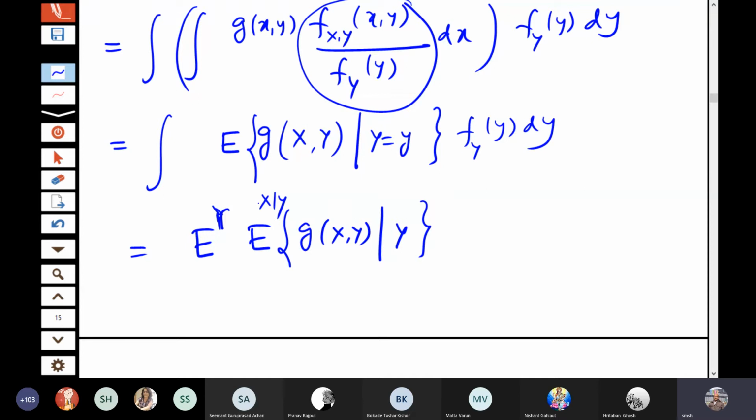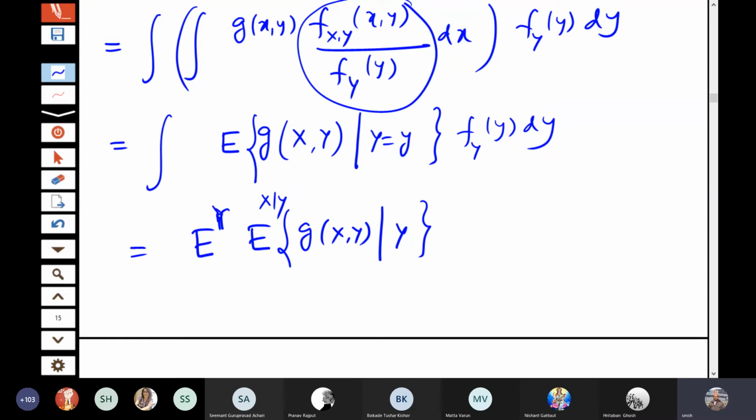Firstly, I calculate the conditional expectation of that term where one of the variables is fixed, and then I calculate the expectation with respect to the second variable, that is with respect to the marginal distribution of the second variable. The proof will be similar if, in place of this double integral, I write double summation. And also I can interchange the roles of x and y here.